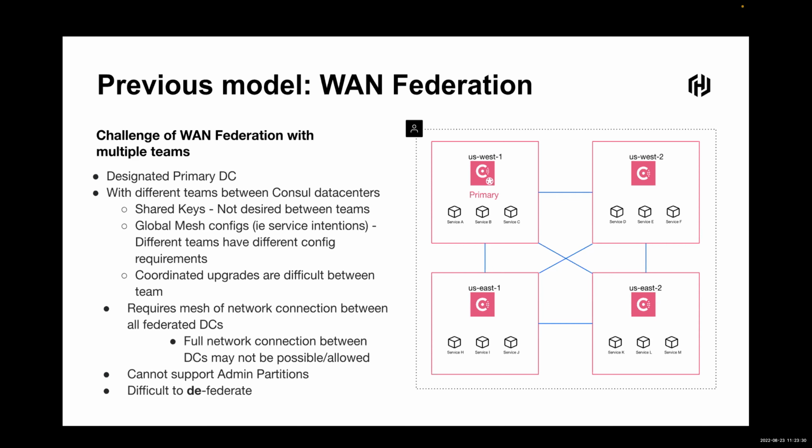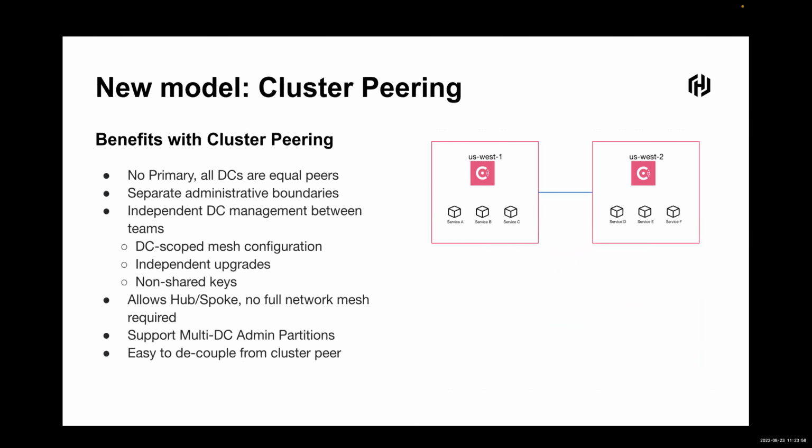WAN federation also does not support admin partitions, which is a feature to allow multi-tenancy. So not having that feature is also an issue. Then lastly, when you create a WAN federation deployment, it is difficult to defederate and disconnect these clustered Consul data centers. So all in all, it's worked great for a while, but there are some of these drawbacks, which is why now we have a new model for connecting Consul data centers together, and that's called cluster peering.